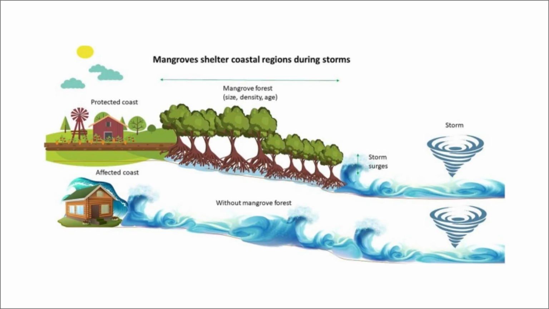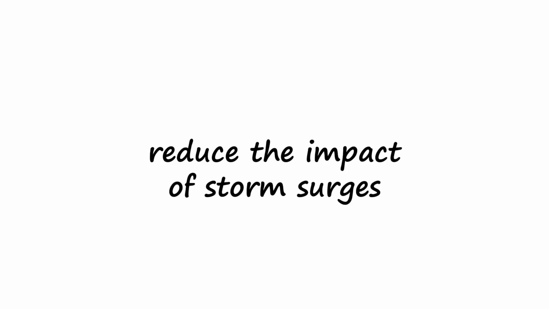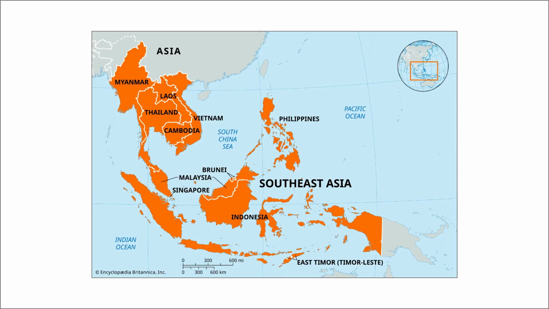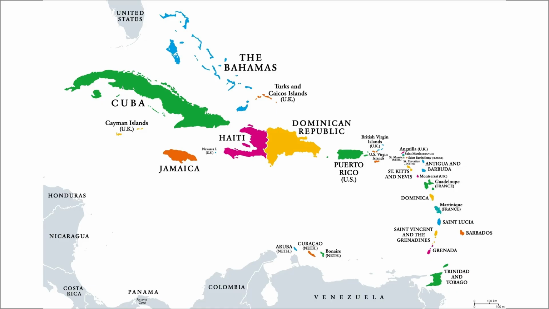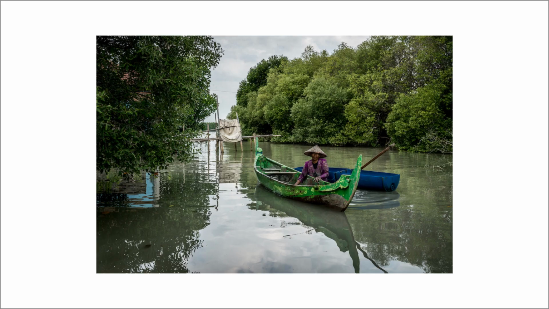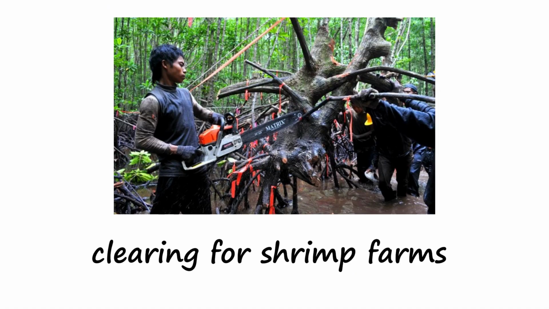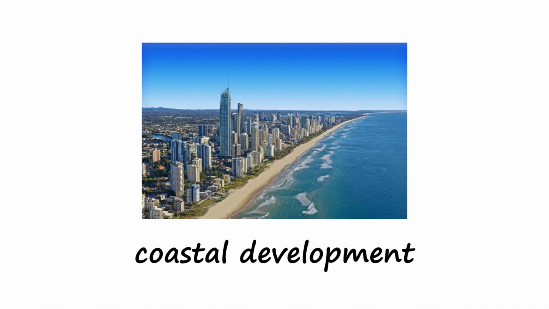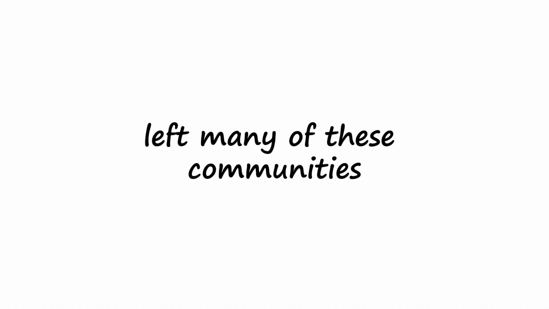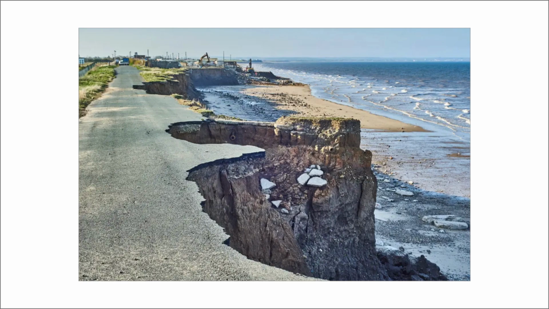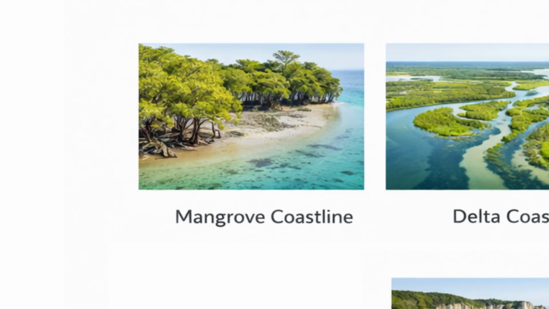They absorb wave energy and reduce the impact of storm surges on the land behind them. Countries across Southeast Asia, West Africa, and the Caribbean rely on mangrove forests to protect coastal communities. The loss of mangroves through clearing for shrimp farms and coastal development has left many of these communities significantly more vulnerable to flooding and erosion. Delta coastline.